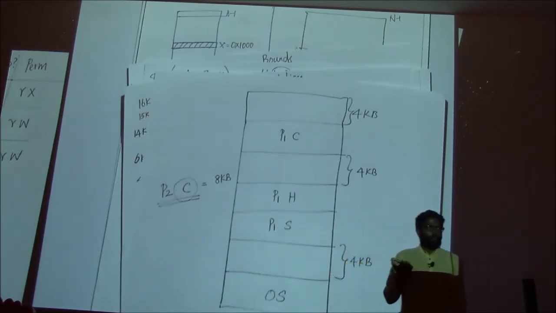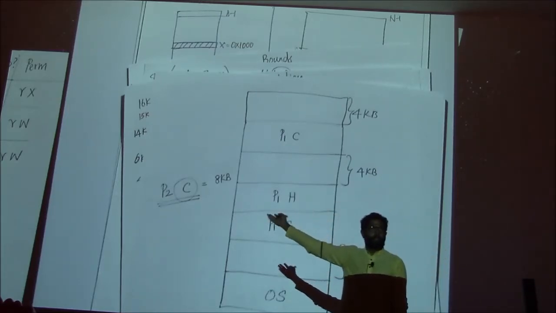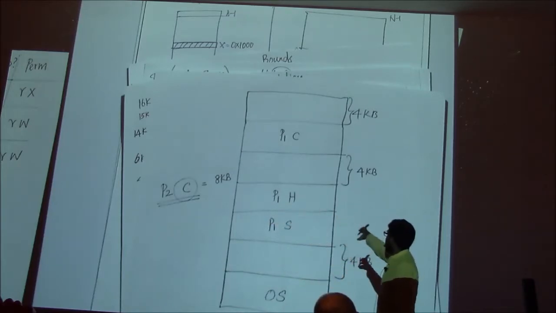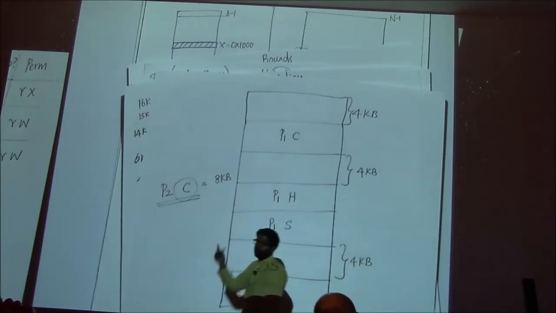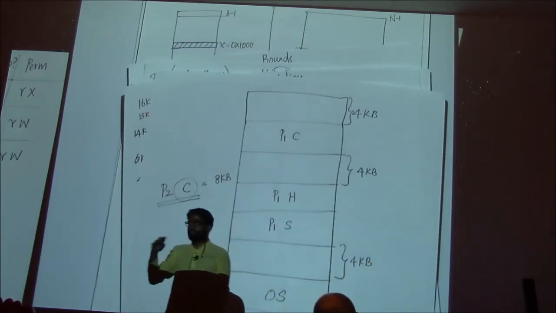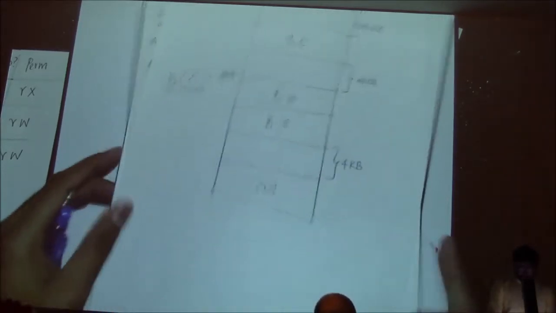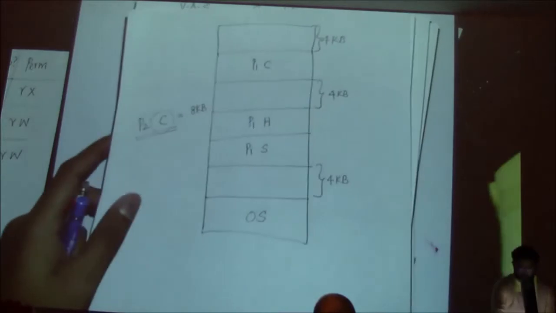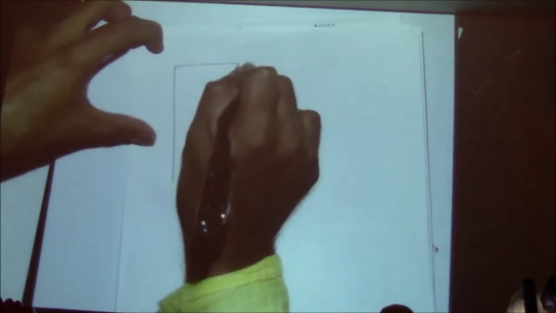What is the problem here? The problem is we cannot split this code segment into multiple parts. Even though there are 4 KB here and 4 KB here, we cannot split this code segment into 2 parts, because we just have a single base register for the code segment, and we have to store it contiguously. And so this is where what we could do is take an address space of a particular process.